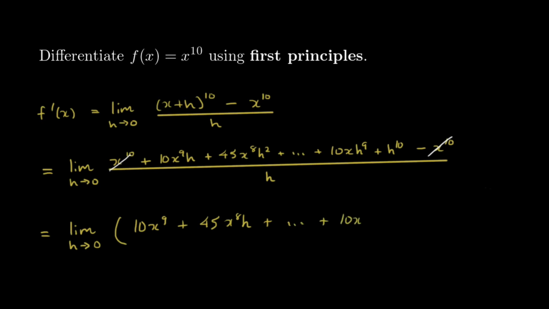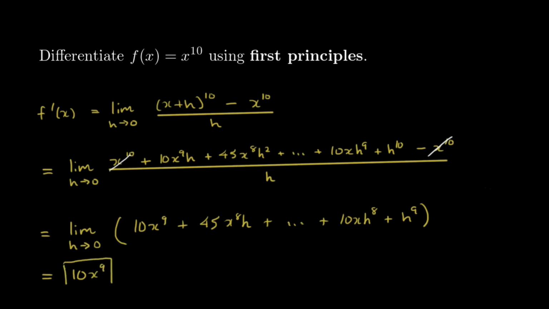And that's going to be now h to the power of 8. And our very last term is going to be h to the power of 9. So all my powers of h dropped by 1. And now when I do my limit, everything disappears except that very first term, 10 times x to the power of 9. So here's our derivative.